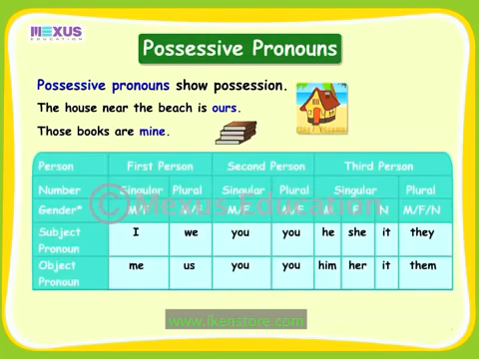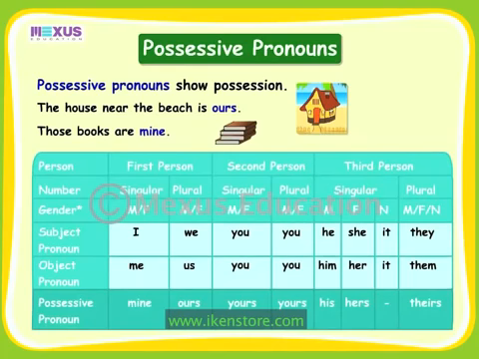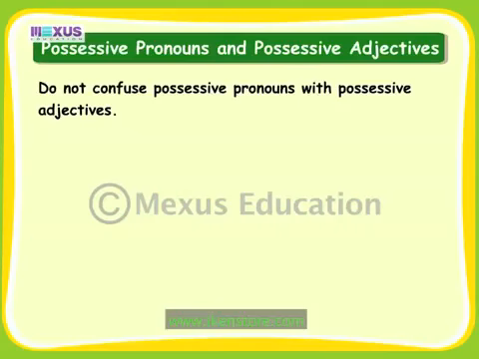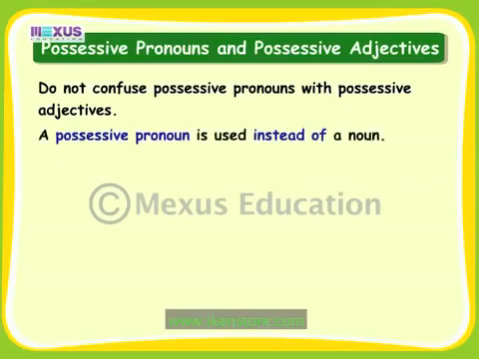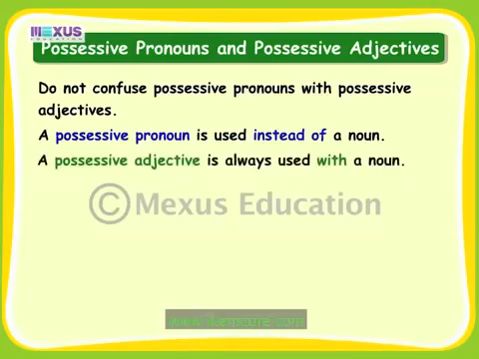Let us look at the table with possessive pronouns. The pronouns mine, ours, yours, his, hers, and theirs are all possessive pronouns. Do not confuse possessive pronouns with possessive adjectives. A possessive pronoun is used instead of a noun, whereas a possessive adjective is always used with a noun.